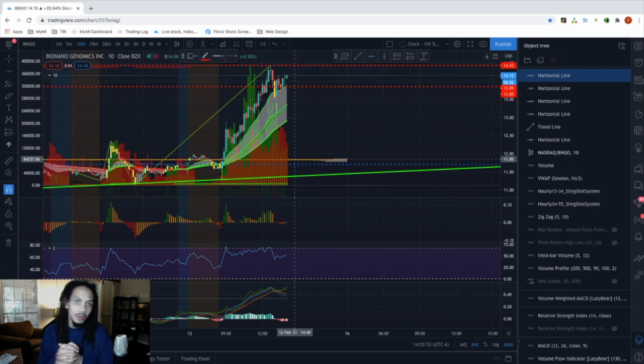Don't be greedy. Don't chase it if you're already too late, or if you feel like you're too late. This is simply a recommendation and how we would play the trade. I feel like we're too late, so that's why we're not in the trade, and that's why we haven't offered that to our members.